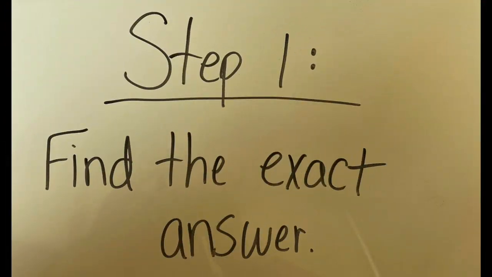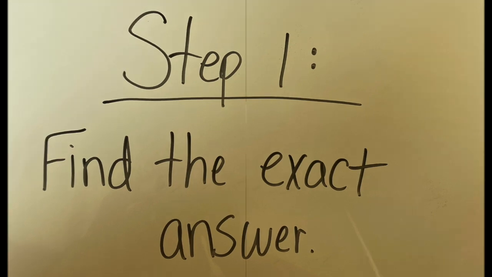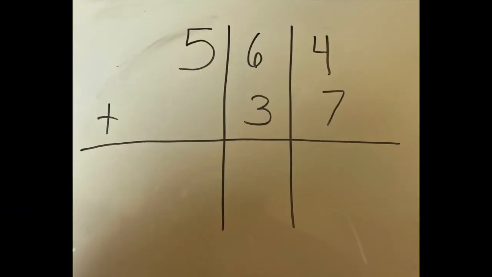So step 1 is find the exact answer. I have the problem 564 plus 37. I'm going to take a look at my ones place. I made sure that my ones, tens, and hundreds were nice and organized so that I know that I'm adding the right number to each other.